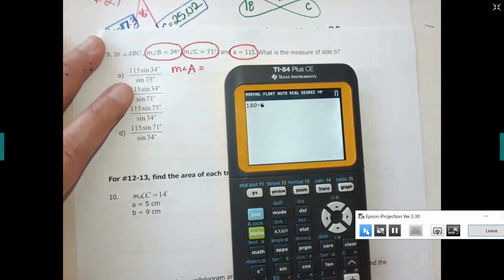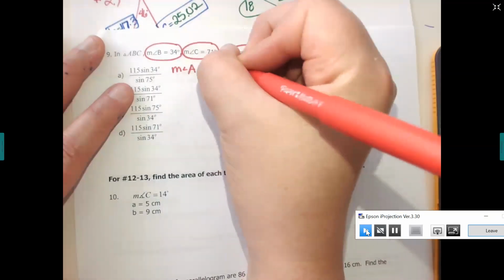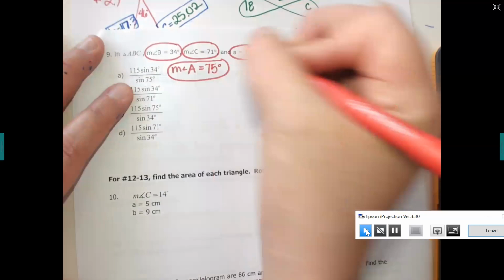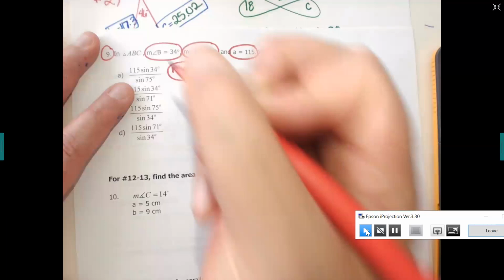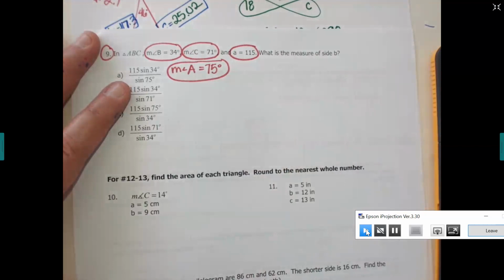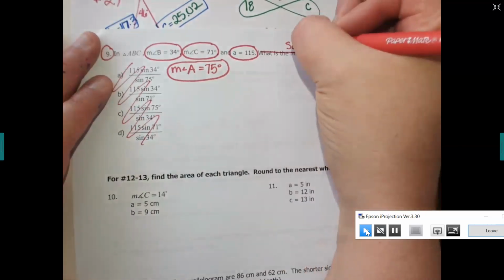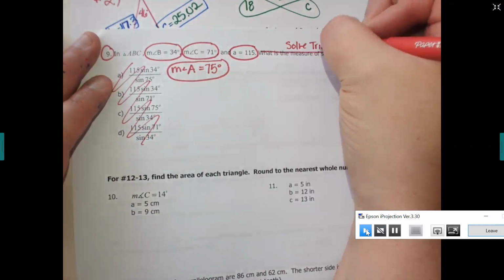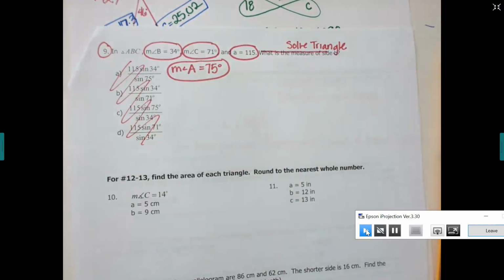Okay, 75 sounds good. Oops, that's 34 and 71. So 75 is correct. And so now that we've found all 3 angles, we have partners that you can use law of sines for number 9. Okay, so let's go ahead and solve it. Because we're only doing half of the review, you're going to solve all the triangles, ignore the multiple choice. The instructions are just going to be solve the triangle. And so remember, what that means is you're finding all the missing sides, all the missing angles.